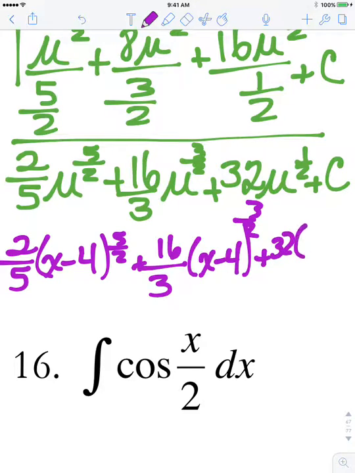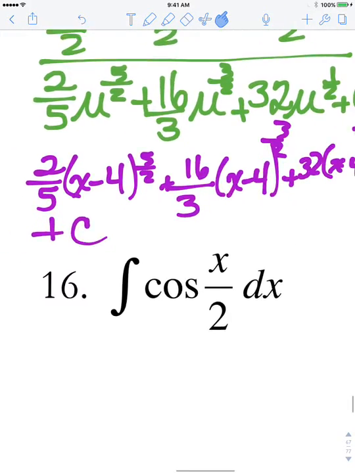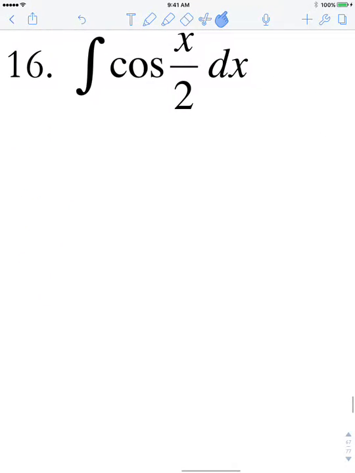Plus 32 x minus 4. I know it barely fits, but the hard part's over. I think you get the idea. Let's do some trig problems on the same page. Let's take a look at this one.